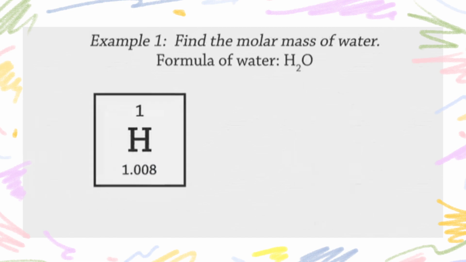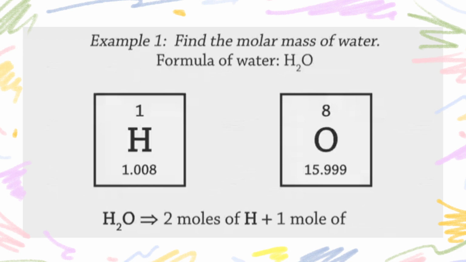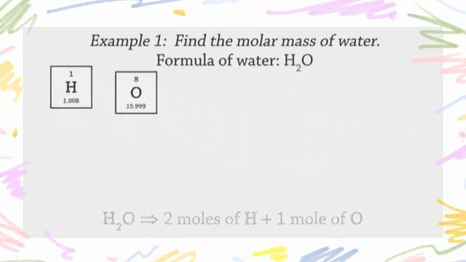1 mole of hydrogen atoms equals 1.0 grams of hydrogen. I got that from the periodic table. We usually go to 1 decimal place for these calculations. 1 mole of oxygen atoms equals 16.0 grams of oxygen. Again, that's from the periodic table. The molecular formula of water is H2O, which tells us there are 2 moles of hydrogen atoms and 1 mole of oxygen atoms in 1 mole of water molecules. Let's add that all up.